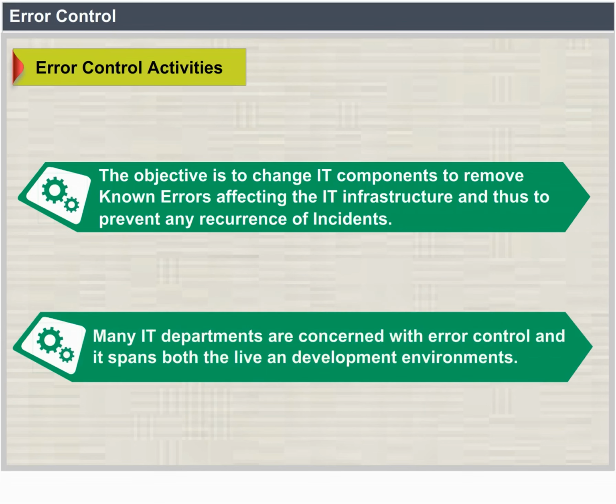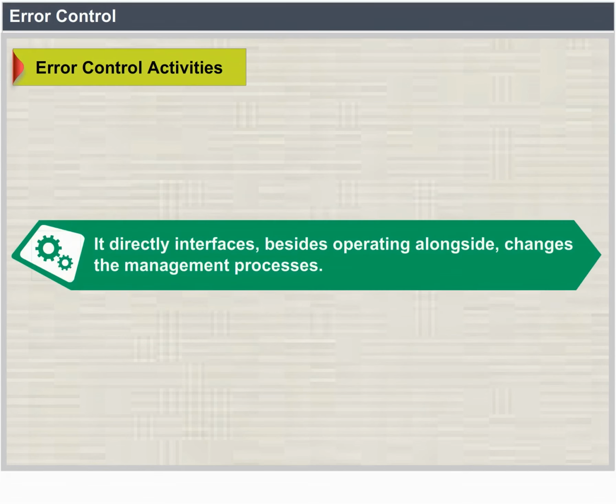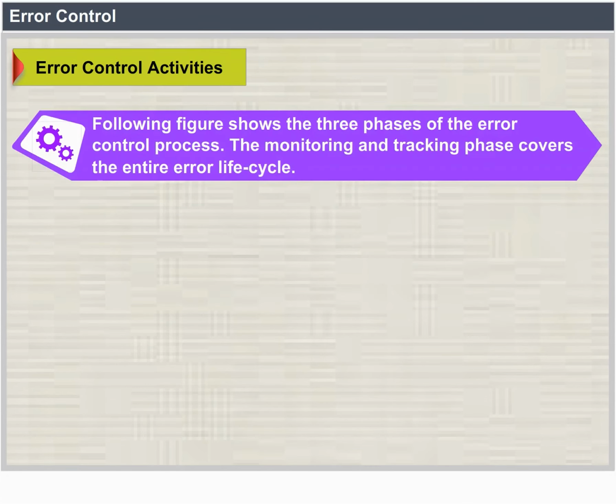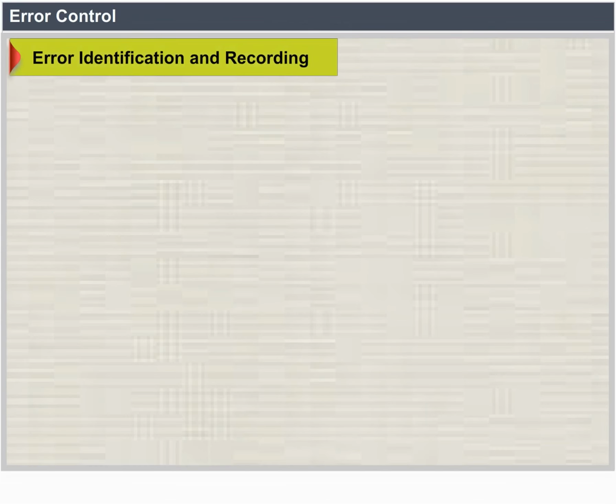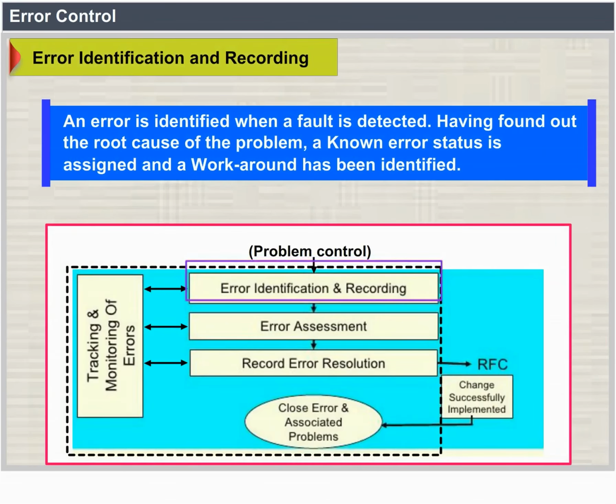Many IT departments are concerned with error control, and it spans both the live and development environments. It directly interfaces with and operates alongside change management processes. The following figure shows the three phases of the error control process. The monitoring and tracking phase covers the entire error life cycle. Error identification and recording: an error is identified when a fault is detected.